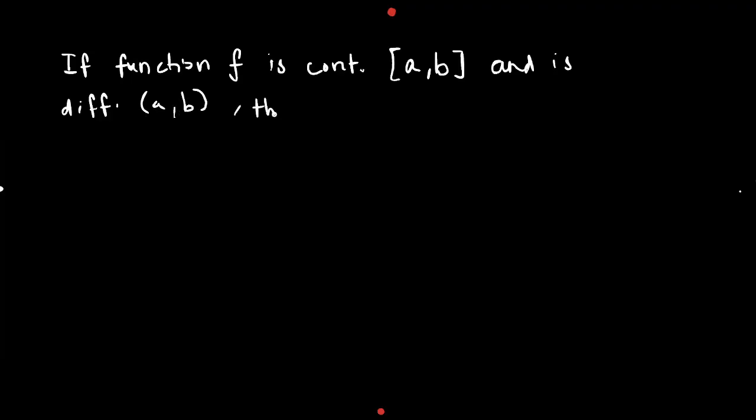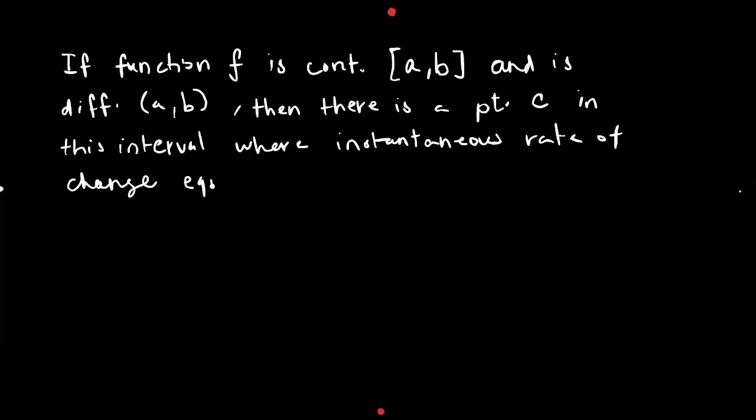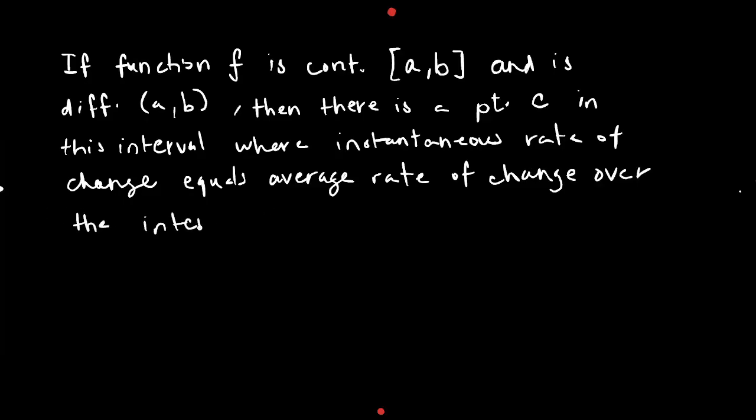Then there is a point c in this interval where the instantaneous rate of change equals the average rate of change over the interval. So what is this trying to say here?